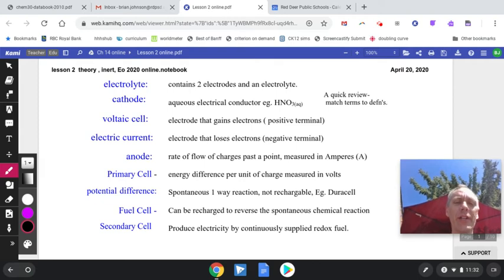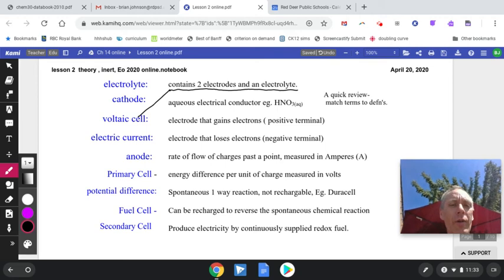So we've got a list on the right hand side, and on the left are all the vocab terms. So what is the term for contains two electrodes and an electrolyte? Contains two electrodes and an electrolyte would be a voltaic cell. Okay, second one, aqueous electrical conductor. So in solution, or a solution that conducts electricity. And key term is electrolyte.